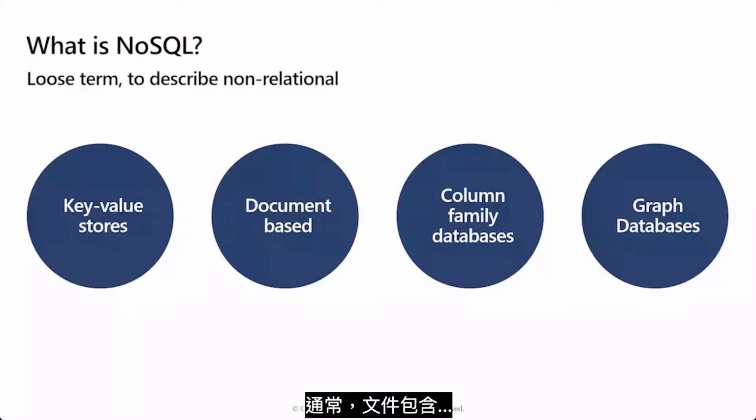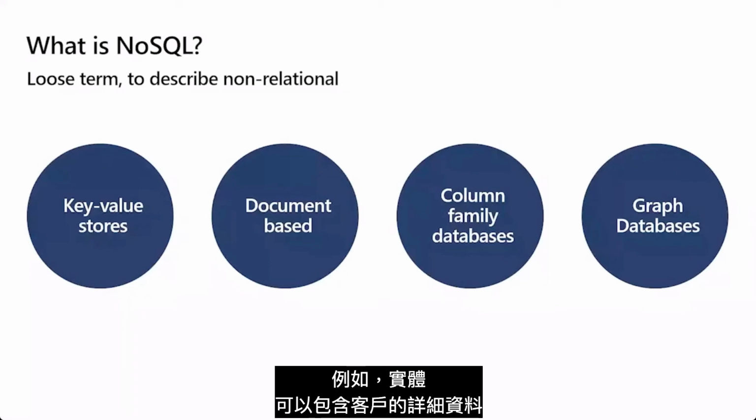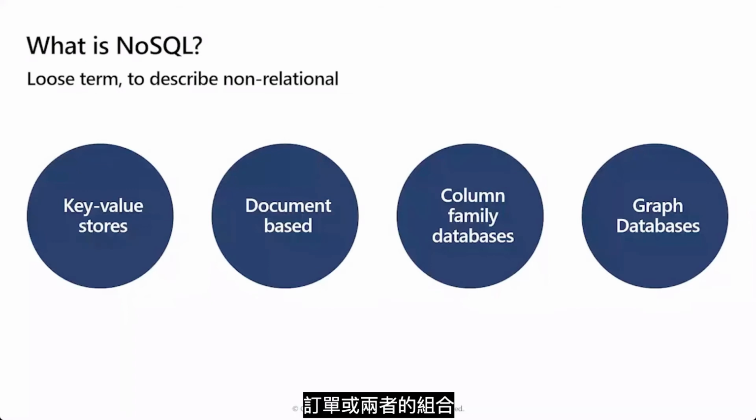Now, typically, a document contains all the data for an entity. What items constitute an entity is application specific. For example, an entity could contain the details of a customer, an order, or a combination of both. So a single document might contain information that would typically be spread across several relational tables in a relational database management system.